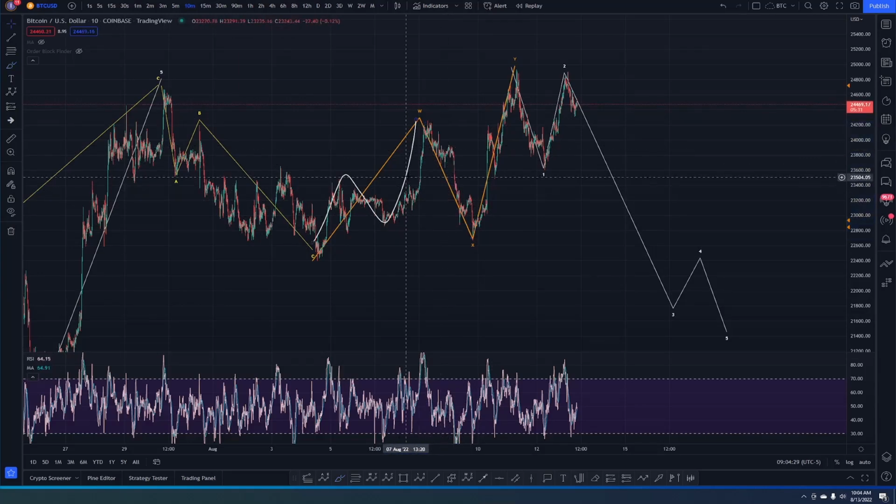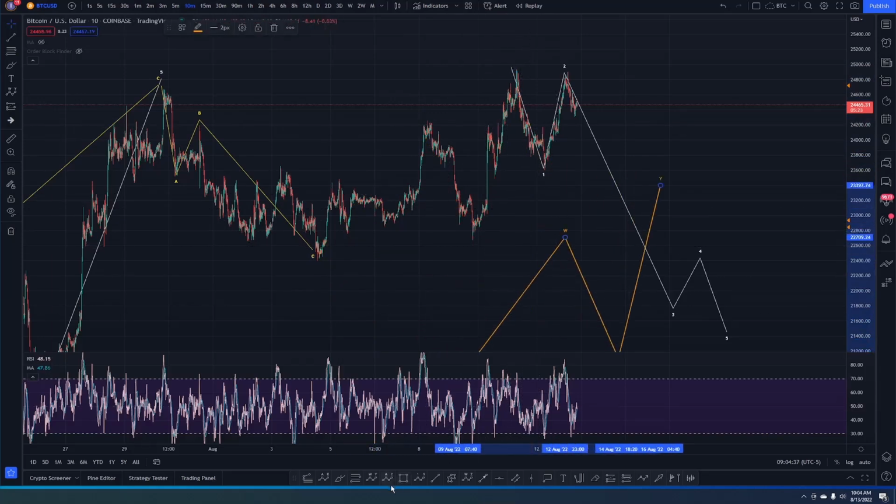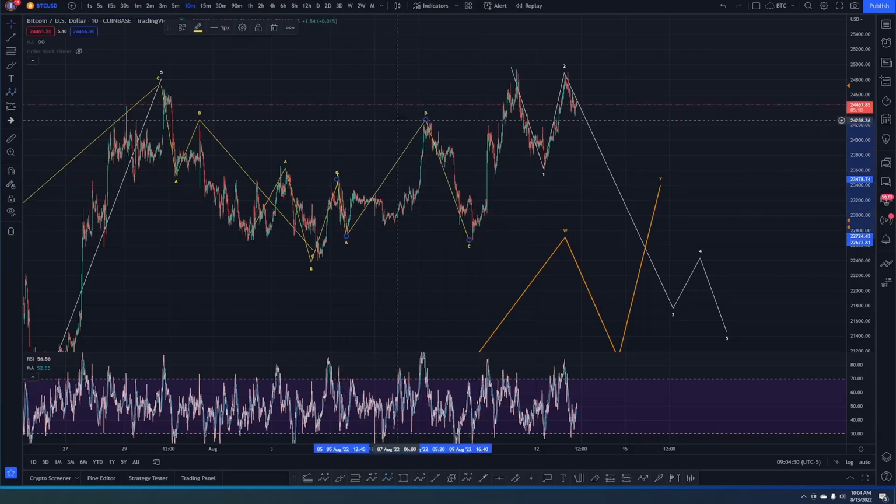If it's 5 waves, it's either beginning something or ending something, right? So in this case, my convoluted count answers that problem. You got ABC here, and then we're going to call this right here A, there's B, and then there's 5 waves of C. And that's an expanded flat.